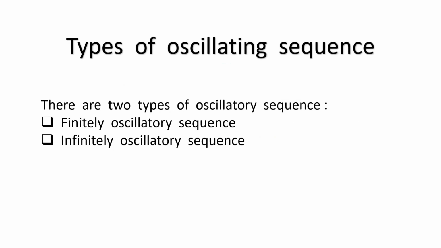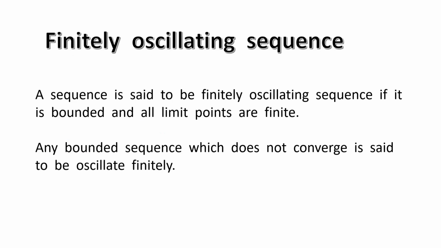Now we will know the types of oscillatory sequence. There are mainly two types of oscillatory sequence: finitely oscillatory sequence and infinitely oscillatory sequence. Now we will know what a finitely oscillating sequence is. A sequence is said to be finitely oscillating if it is bounded and all limit points are finite.